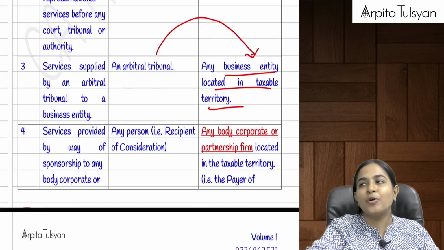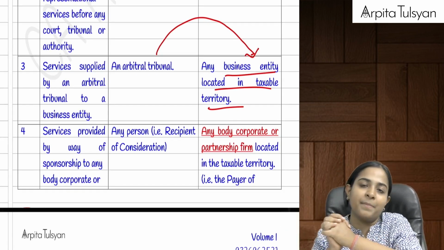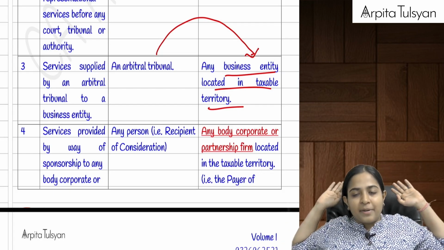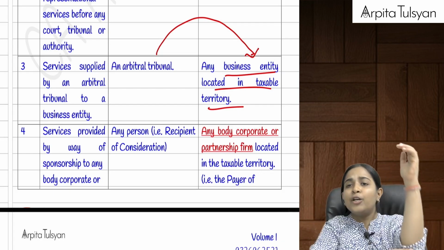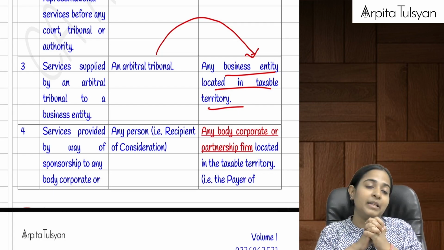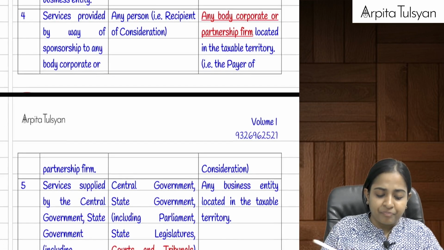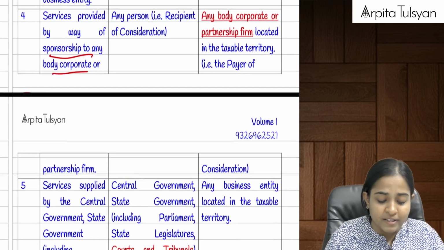But if you are taking the help of a mediator, if an arbitral tribunal is providing services to any business entity, relief is given to that arbitral tribunal. You need not pay the taxes. You just collect the value of services from the business entity, and then the business entity will be liable to pay the tax to the government. Next point is sponsorship services.